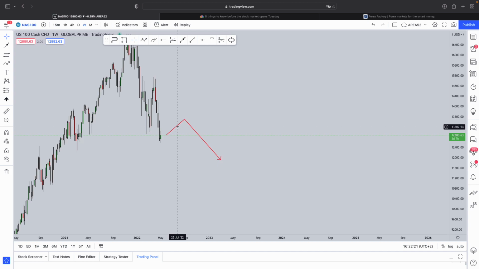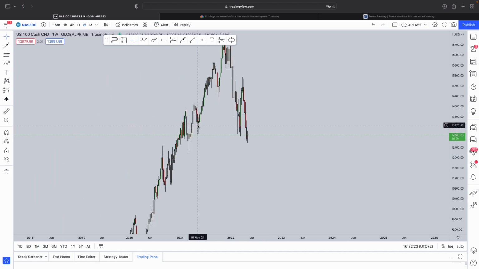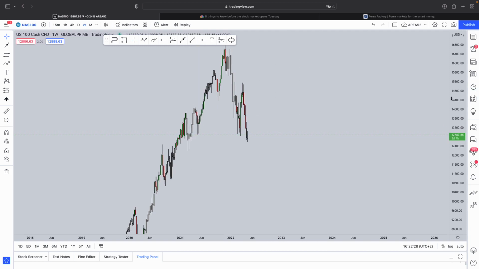Now, I always say this: you have to be reactive and not predictive, and you have to learn to always adapt to the ever-changing market environment. Now, on the weekly time frame, what do we see?